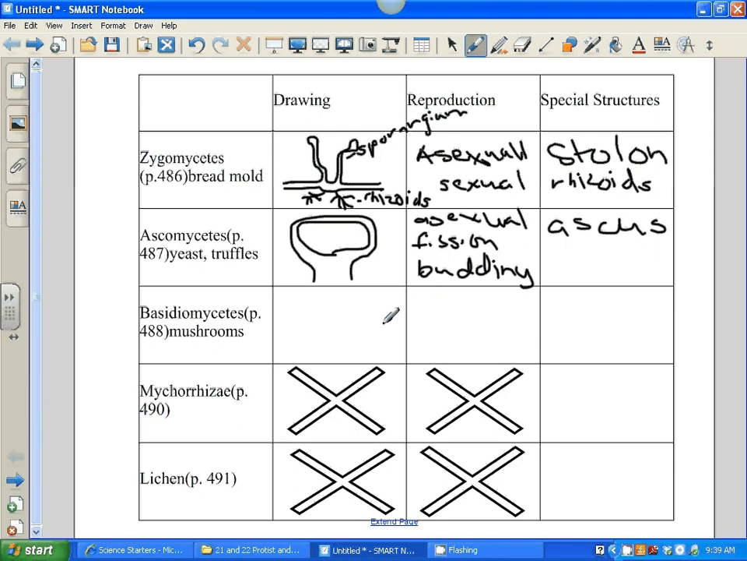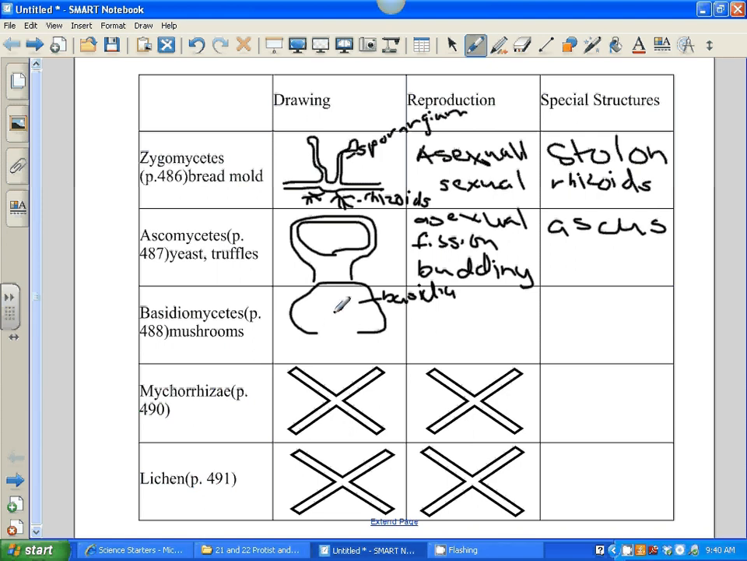Moving on to basidiomycetes. These are probably the most common, most recognizable to you because they're the mushroom. We start off with what is called a basidia. You probably call it just a mushroom cap, but it's a basidia. We're going to write that down. B-A-S-I-D-I-A. And that's the top of the mushroom.